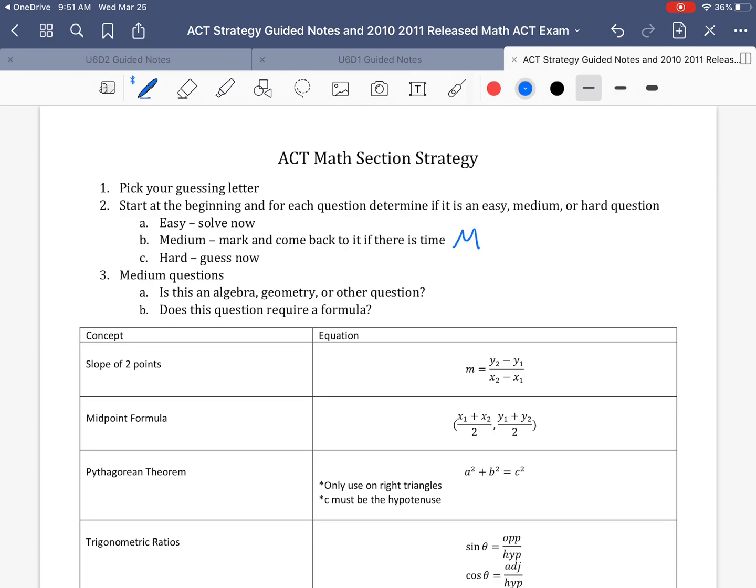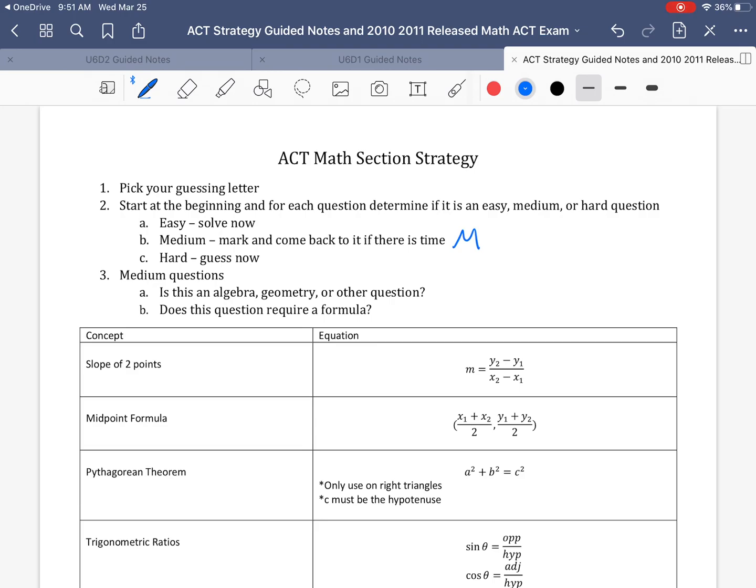All right, at the end, when you've gotten through your 60 questions and you're going back to the medium level questions, I want you to ask yourselves 2 questions. Can you sort it as an algebra question, a geometry question, or something else? The others might be probability, which is really common, or series and sequences, things like that.